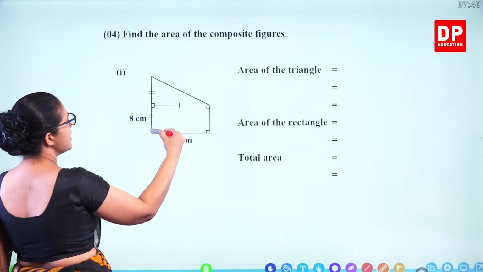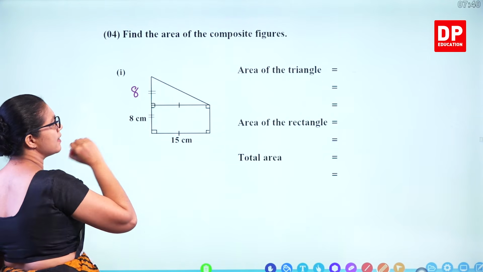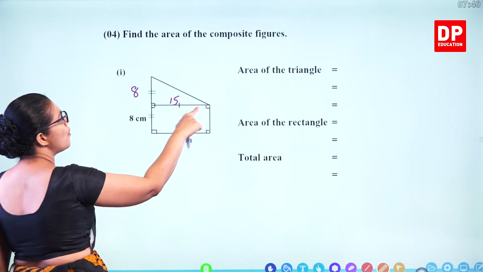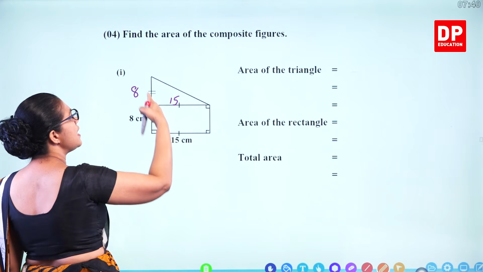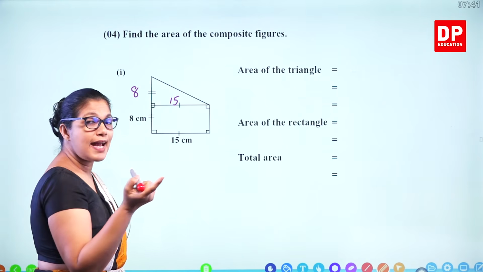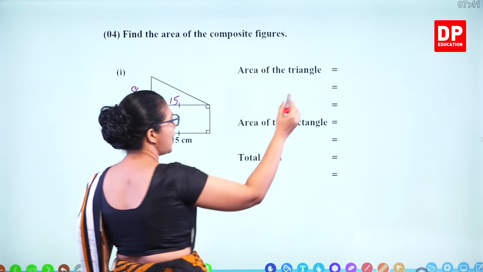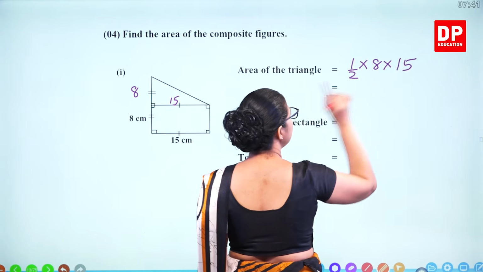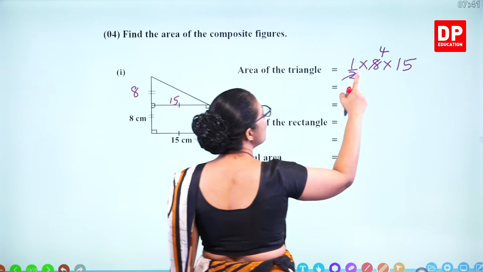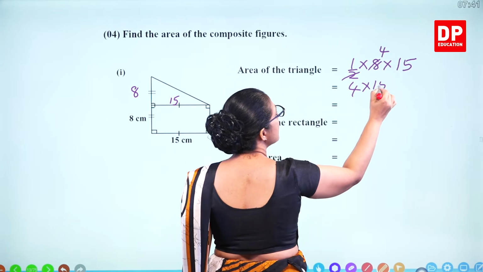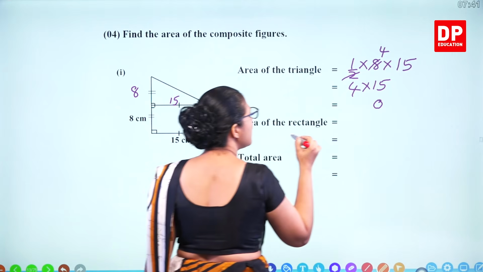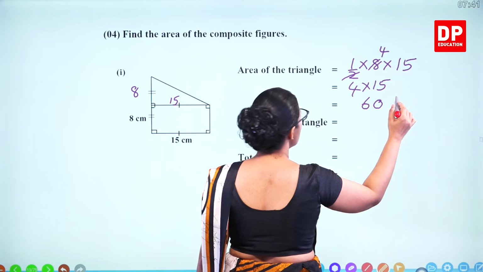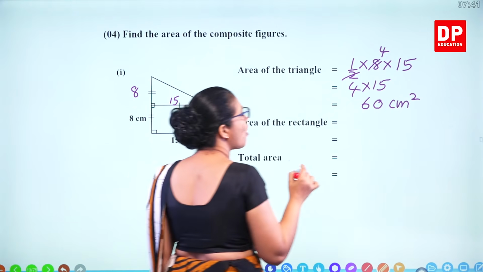Now it says this length is equal to this length. So this becomes 8. This length is same as this. So this is 15. Now we know base length, if it's 15, the perpendicular height is 8. So what's the area of the triangle? Half times 8 times 15. 2 times 4. 4 times 15. 4 times 5, 20. 2 remaining. 4 times 1, 4 plus 2, 6. 60 square centimeters is the area of the triangle.